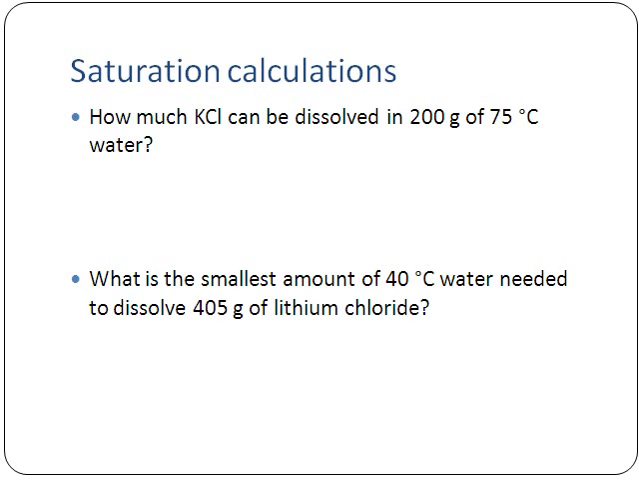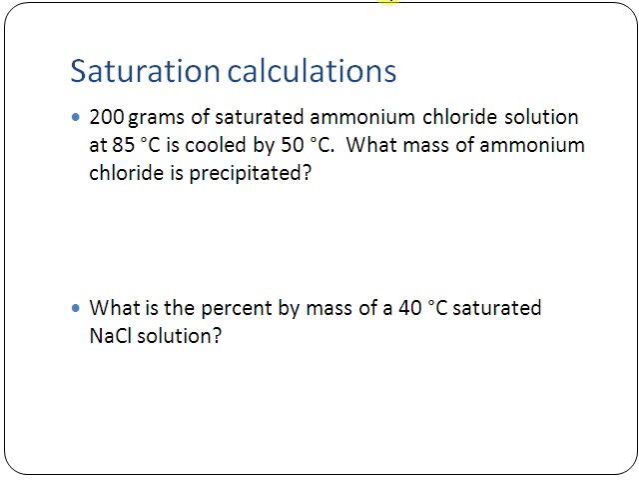Let's do a couple more on this case. And so to do that, we'll go forward a couple spots. So 200 grams of saturated ammonium chloride solution at 85 degrees Celsius is cooled by 50 degrees. What mass of ammonium chloride is precipitated?